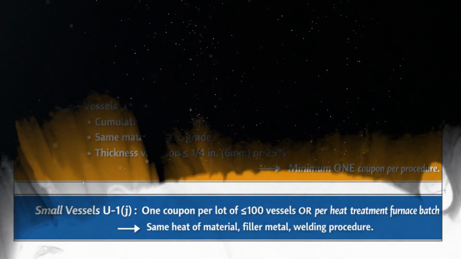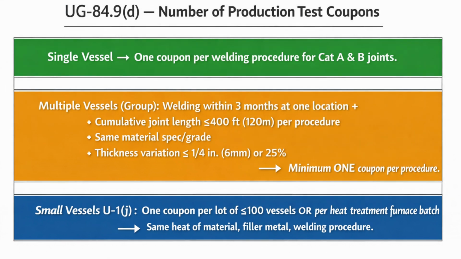There's a group qualification option. When welding is completed within a 3-month period at one location, the cumulative joint length doesn't exceed 400 feet, 120 meters, per procedure, the material is the same spec and grade, and thicknesses don't vary by more than the greater of 1/4 inch or 25%, then one test coupon can cover a group of vessels.